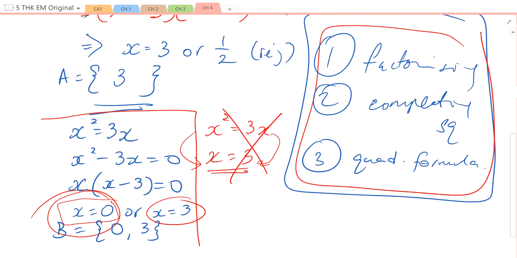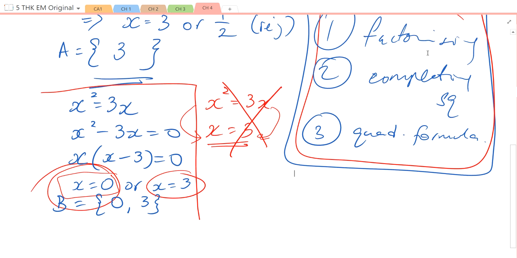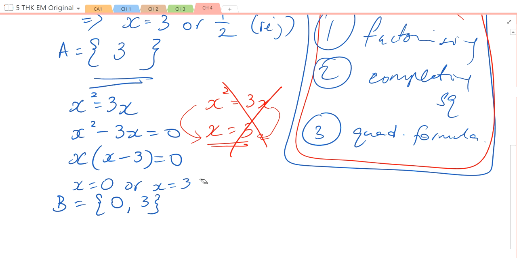Refer to only one of these 3 methods. Either you factorize, which is what Junior did, or you complete the square, which nobody did because it doesn't make sense to waste so much effort, or you use the quadratic formula, which you also don't have to do. Okay? So now we've got the 2 sets A and B listed with their elements.